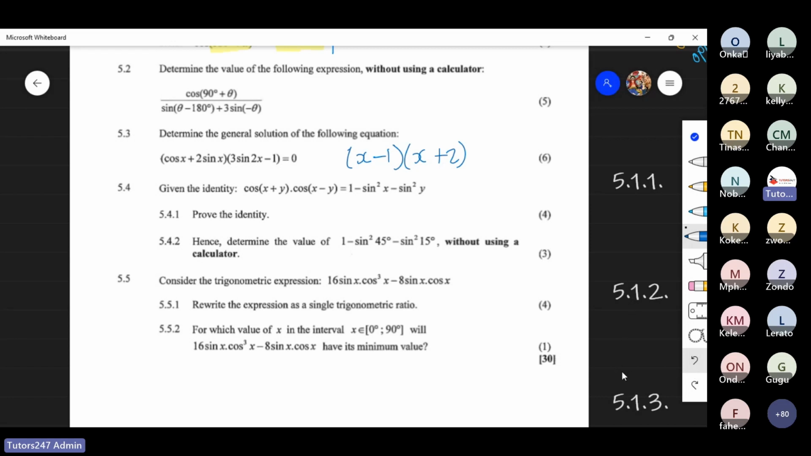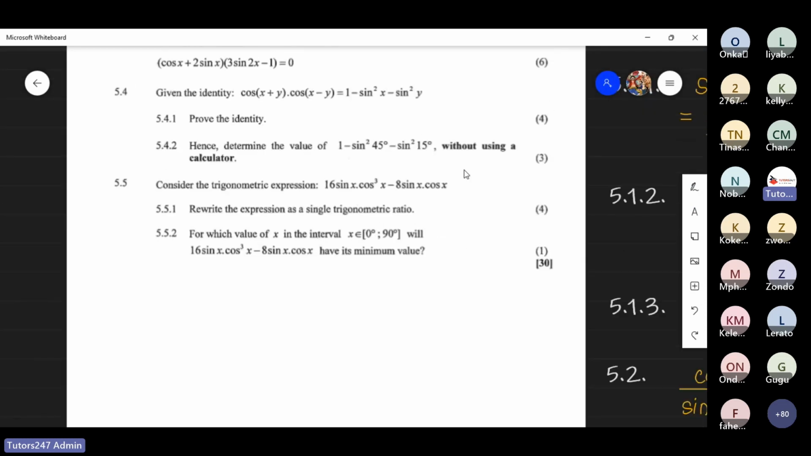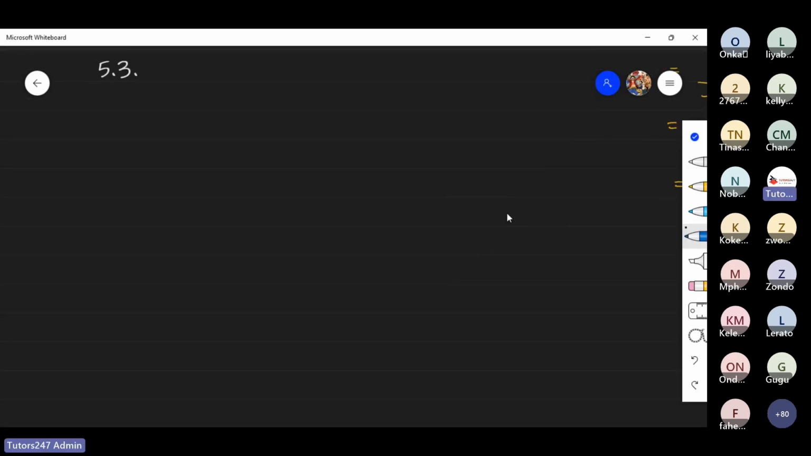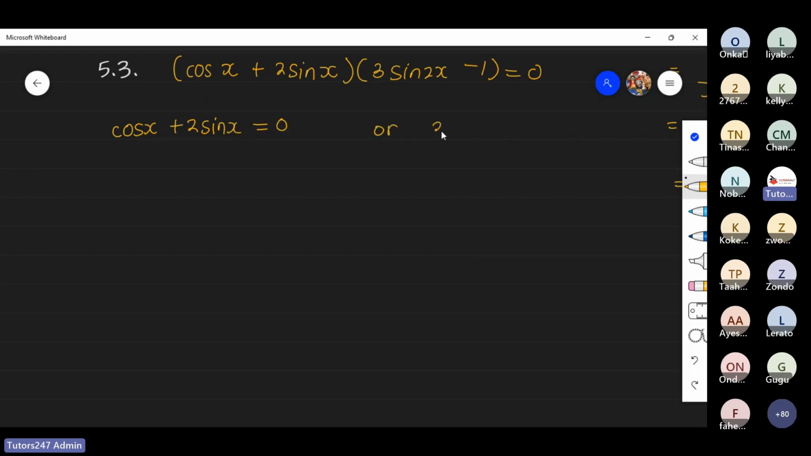So let us now attempt this particular question. We've got (cos x plus 2 sine x)(3 sine 2x minus 1) equals 0. We now need to find the general solution of that particular equation. Step number 1, as we do a normal equation, we are going to separate. So on the left, I'm going to have cos x plus 2 sine x equals 0, or 3 sine 2x minus 1 equals 0.